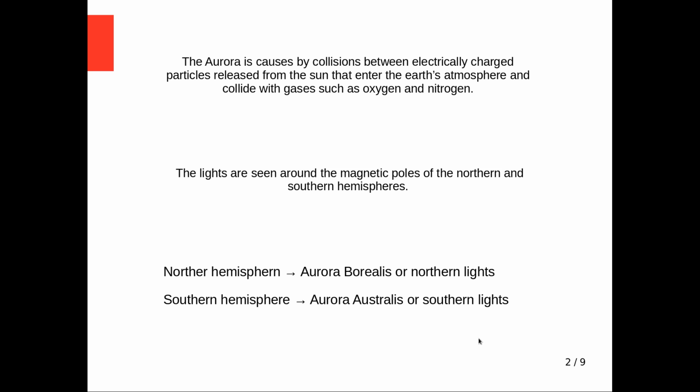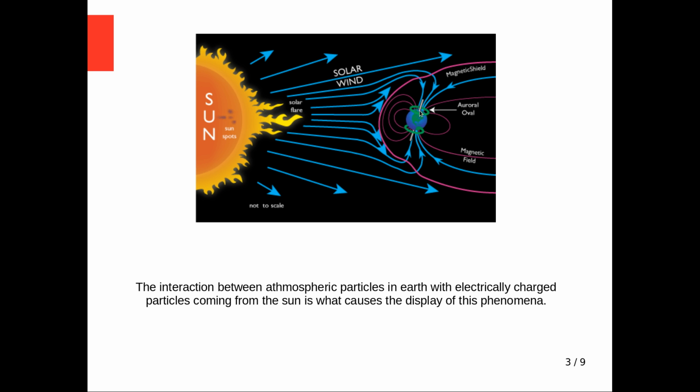This happens because we have two magnetic poles on the Earth caused by the magnetic field protecting us. So this is a diagram that shows the sun and how the solar wind that escapes from the sun reaches the Earth, and mainly the hemispheres, northern and southern. This is a very good picture for understanding the idea.